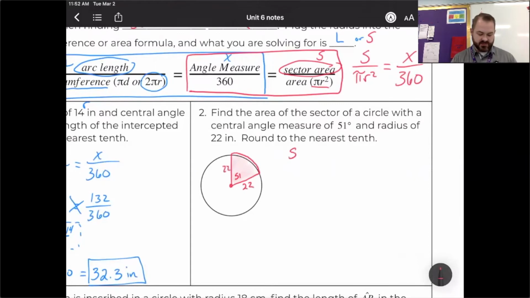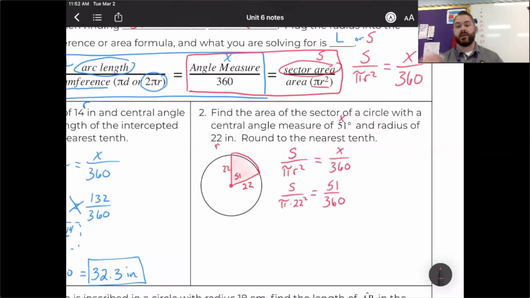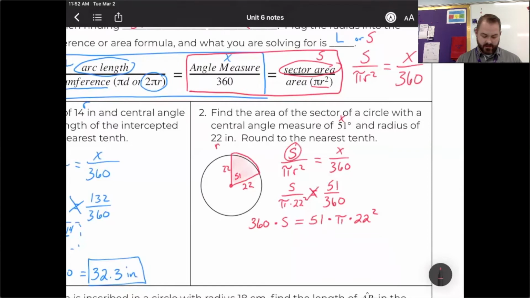So I'm going to use this formula. Sector area out of pi r squared has to equal x out of 360. So I start filling in what I know. X is the 51 degree angle. The radius is 22. So I've got S over pi times 22 squared equals 51 for x over 360. And again, we cross multiply. So I've got 360 times the sector area, S, has to equal 51 times pi times 22 squared, okay? And again, to get S by itself this time, we want sector area. You divide the left side by 360, okay?